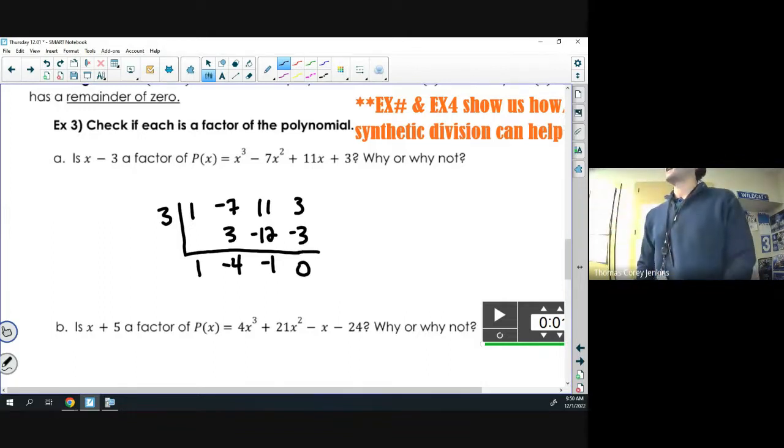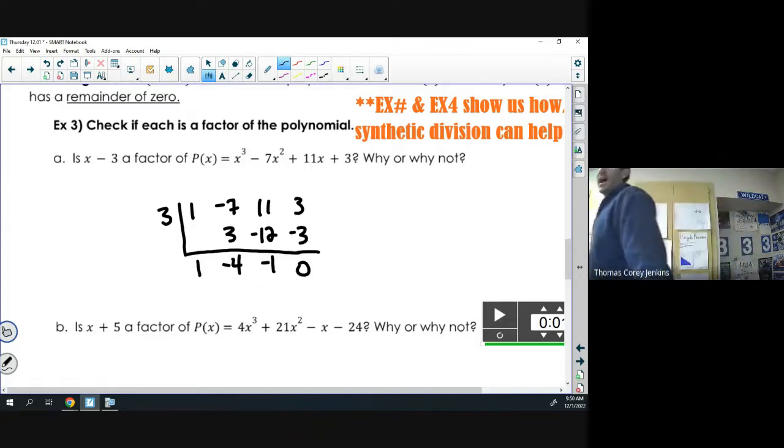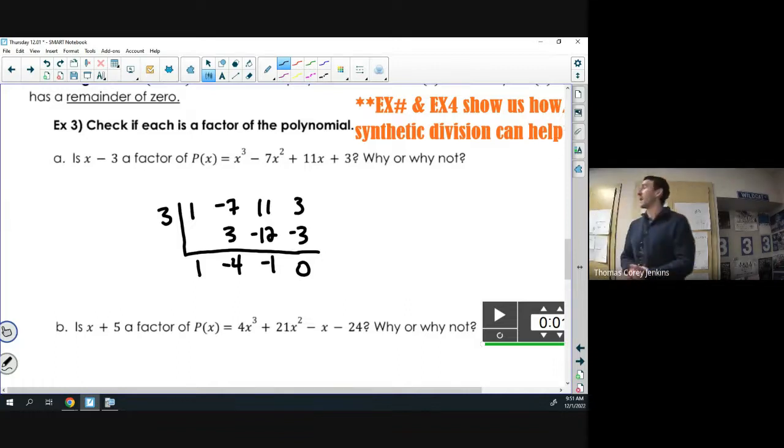Any questions about any of those spots? A lot of people were saying it, but not everybody gets it. Anybody have any questions about where any of those numbers came from? The -3 is just 3 times -1, right? Where'd this 3 come from? 3 times 1. Where'd this -12 come from? 3 times -4. Where'd this -3 come from? 3 times -1. Does that make sense? So you add and then you multiply: add, multiply, add, multiply, as long as it takes. Anything else procedurally?